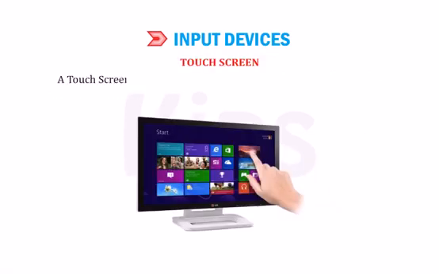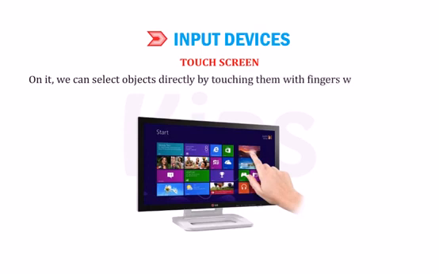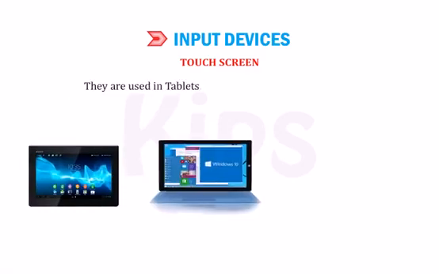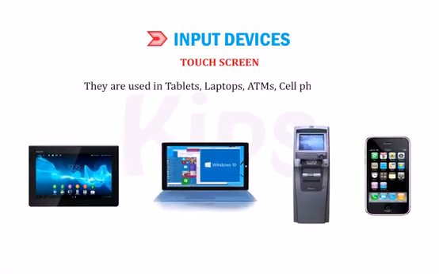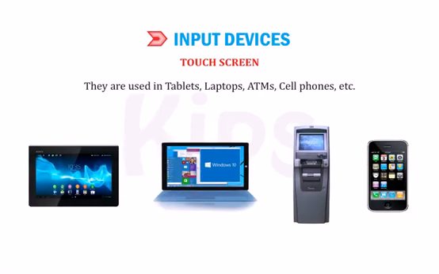Touchscreen. A touchscreen is a computer screen which is sensitive to the touch. On it, we can select objects directly by touching them with fingers without using any pointing device. They are used in tablets, laptops, ATMs, cell phones, etc.